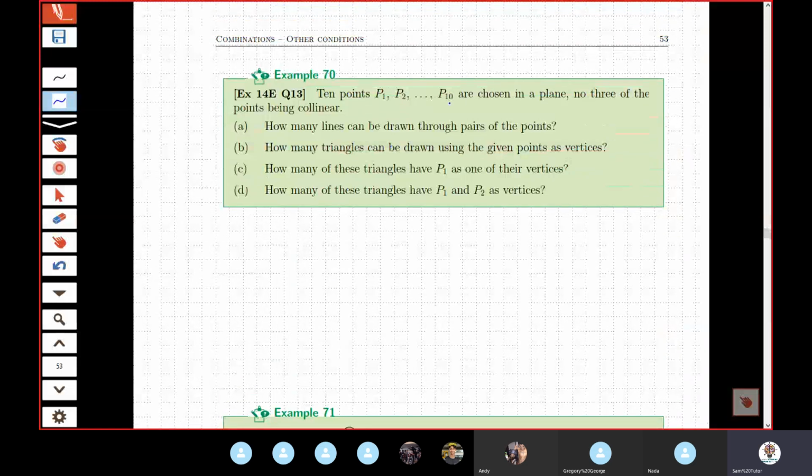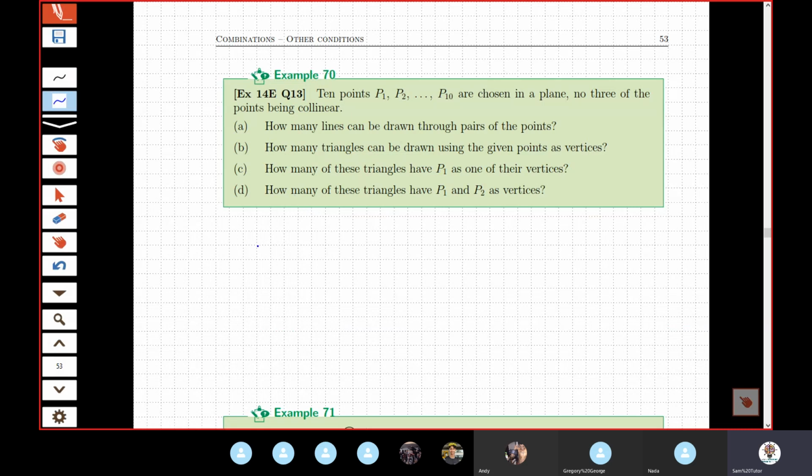10 points, P1, P2, all the way to P10 are chosen in the plane. Note 3 of the points being collinear. Okay, so they're not collinear. How many lines can be drawn through pairs of the points? Collinear means lies on the same line. That's what that means. So no 3 of the points lie on the same line. How many lines can be drawn through pairs of the points?